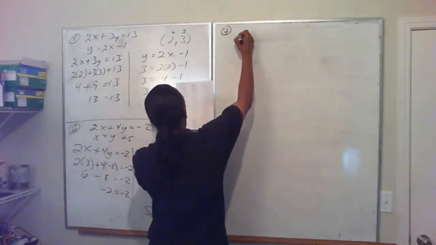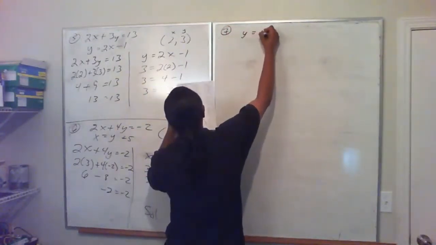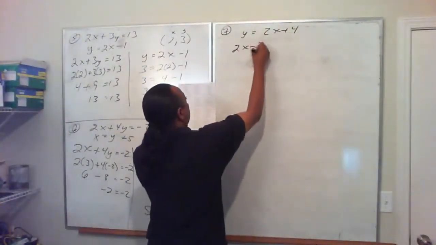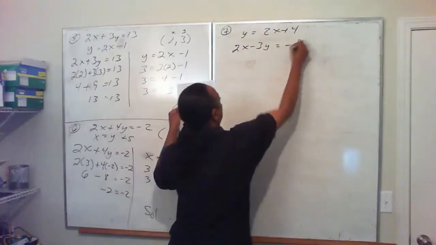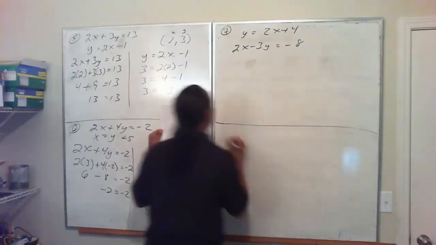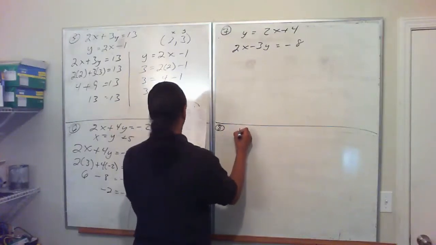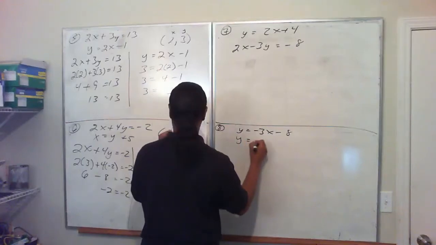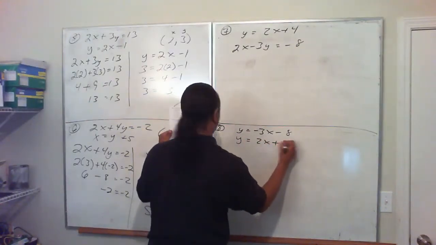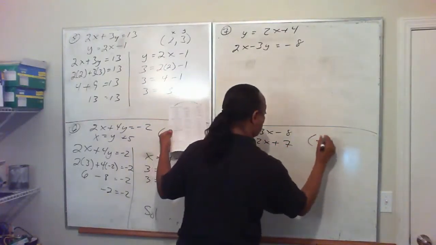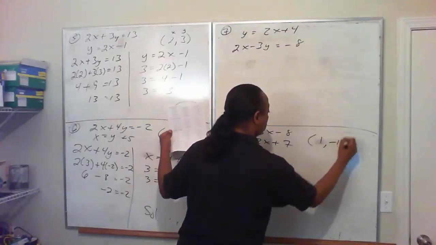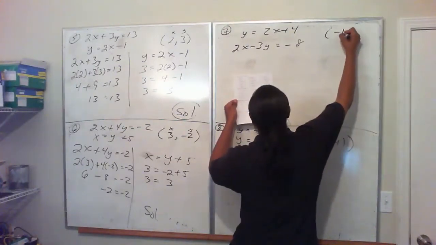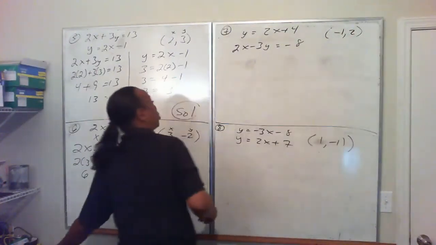Okay, number 7, we got y equals 2x plus 4. We got 2x minus 3y equals negative 8. And we also have number 8, which is y equals negative 3x minus 8, and y equals 2x plus 7. And the point negative 1, 1 and this one will be negative 1, comma 2.